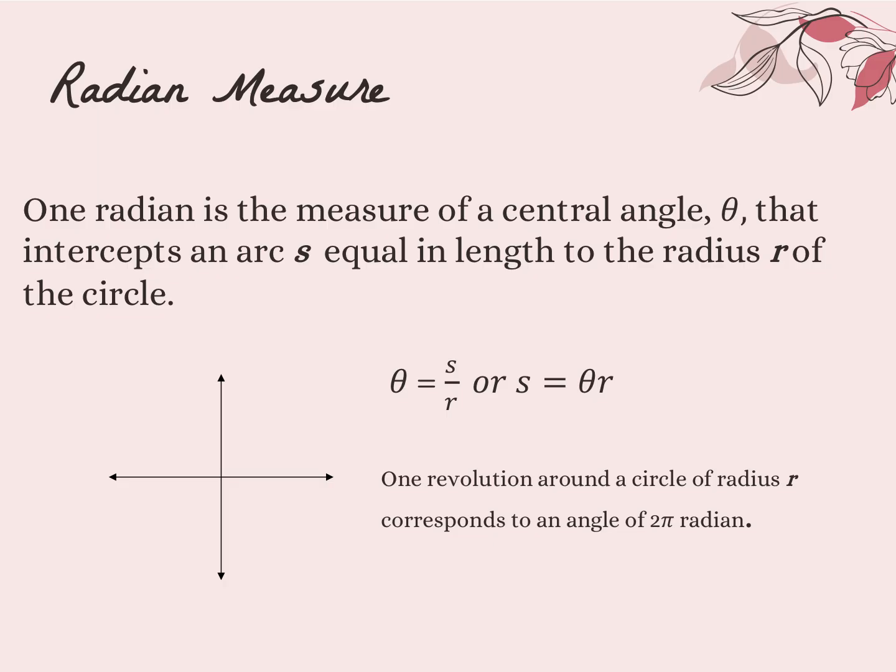I know for sure it showed up when you guys started talking about circles, probably towards the end of the year. But the definition of a radian is the measure of a central angle theta that intercepts an arc S equal in length to the radius r of the circle, right? Might not make a lot of sense the way that was written, but let's explore this concept a little bit further, right?